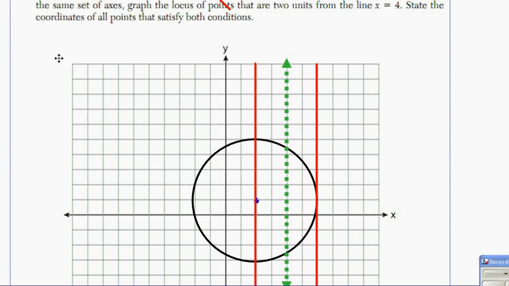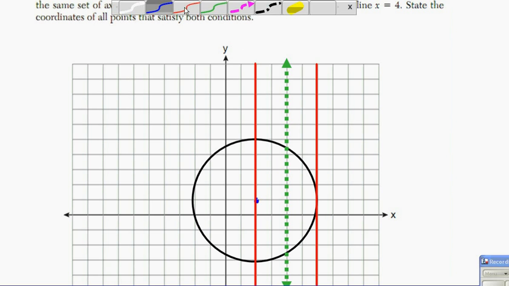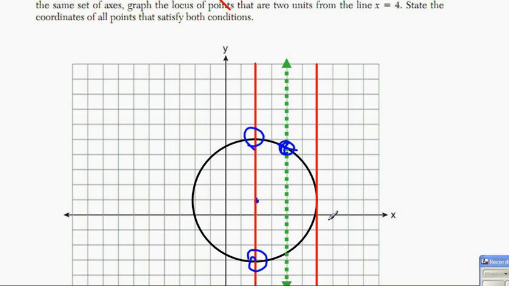Now, state the coordinates of all points that satisfy both conditions. Essentially we're looking at this one. No, I'm sorry, this one, and this one. The coordinate of this one becomes 2, 4, I believe, 6, 1. Another point is 2, 5. Here becomes 2, -1 and -3.